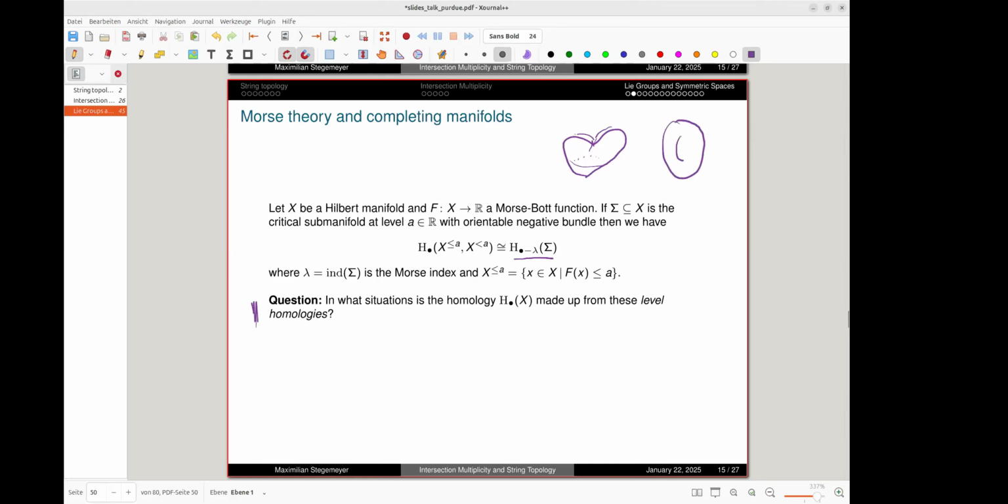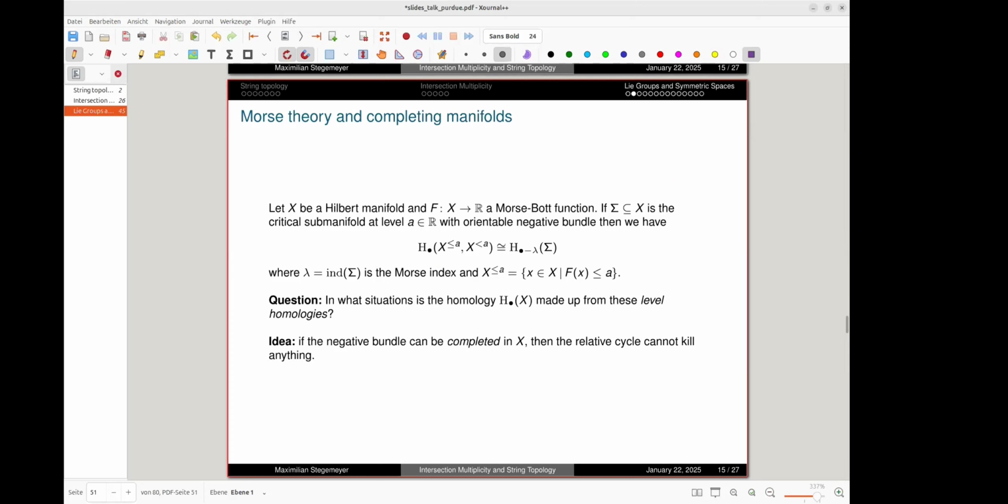If you have the torus standing like this, and then you have this height function, the Morse function, then the cycles that represent this relative homology hang down from here. Sorry, I'm really bad at drawing, at least here on the computer. This is a relative cycle, but of course here on the torus we see that we can complete it to an actual cycle. Now we want to have a setup where we can do this in certain situations. This is the idea: if this negative bundle can be completed in X, then the relative cycle cannot kill anything. This is what I was trying to draw just now.